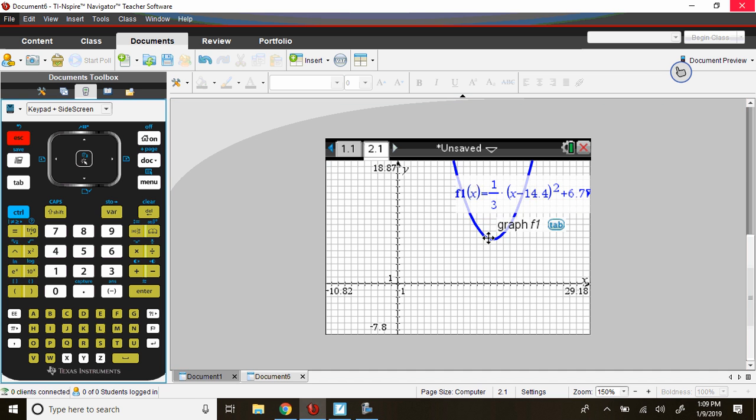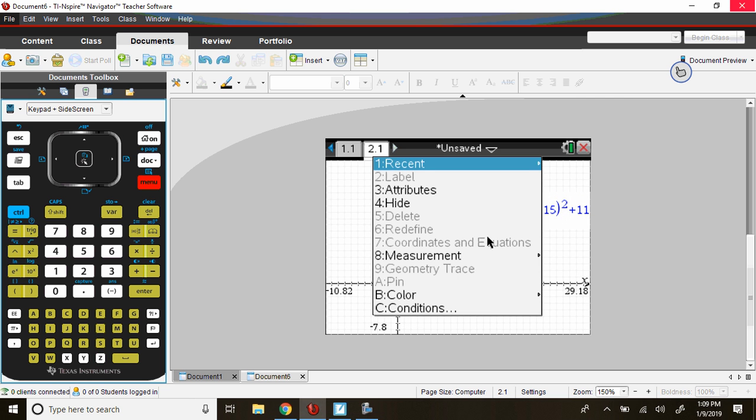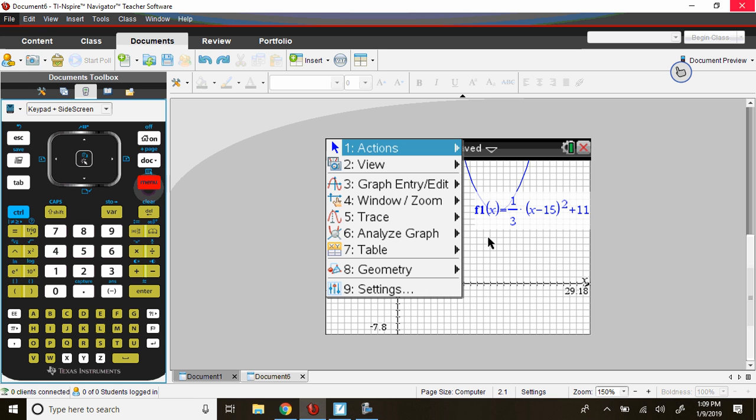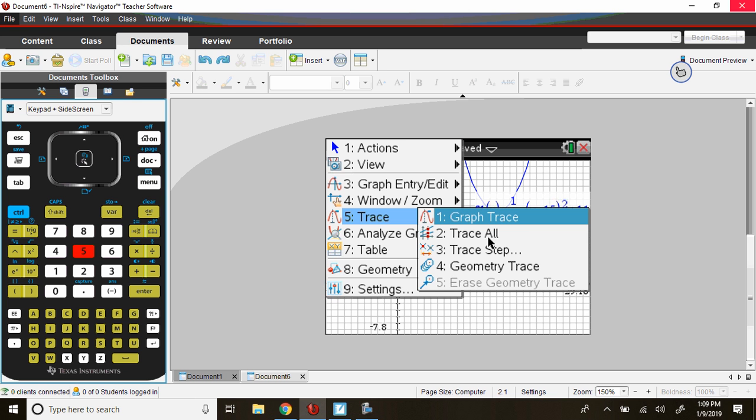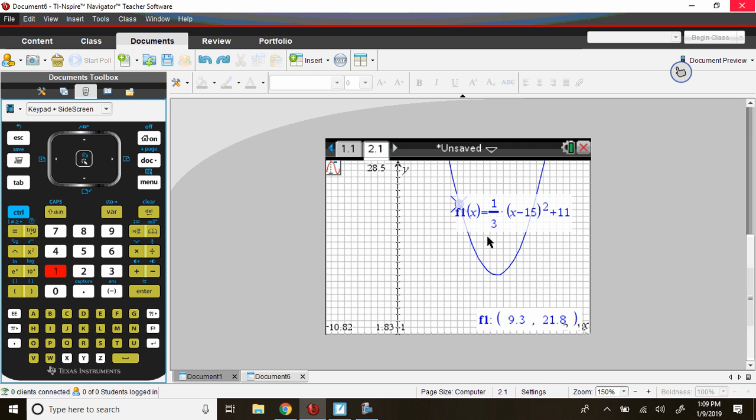I'm going to hit escape to get out of the zooming utility. And I think I moved my graph, if I'm not mistaken. Yep, I did. Okay, so again, I'm going menu, trace, and graph trace. This time it didn't snap to my y-intercept. Anybody know what the y-intercept is? 0.86. That's going to take a while to use my D-pad to get.